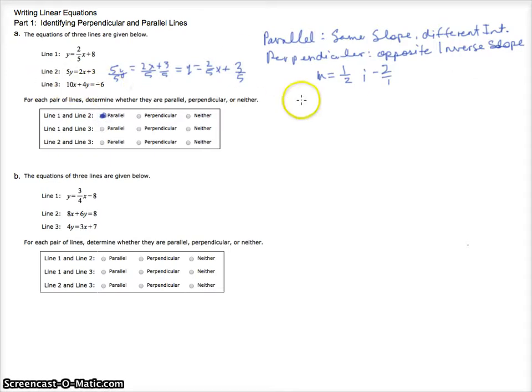In order to solve line 3, I've got to solve for y. So let's go solve for y real quick to see what it is. 10x plus 4y equals negative 6. I'm going to subtract 10x from both sides. This gives me 4y equals negative 10x minus 6. Now I can divide by 4.